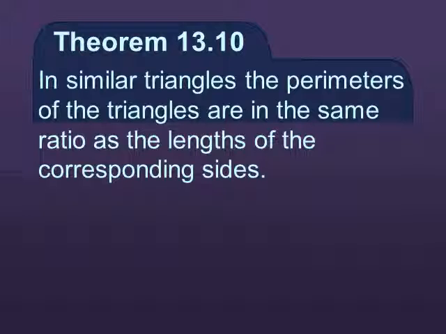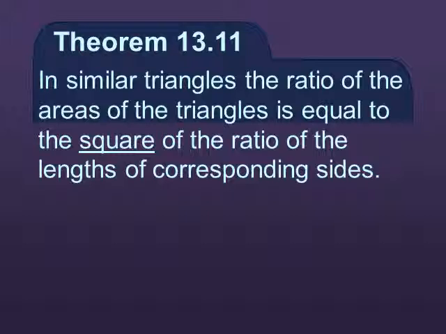So far we've seen altitudes, medians, angle bisectors, and perimeters are all proportional to the sides. So what do you think about the ratio of the areas? In similar triangles, the ratio of the areas of the triangles is equal to the square of the ratio of the lengths of the corresponding sides. This shouldn't be a surprise to you because the lengths of the sides are not squared, but area is units squared. So if I know the corresponding side ratio, I can square it and I will have the ratio I need for area.